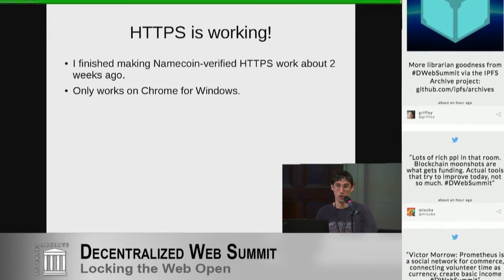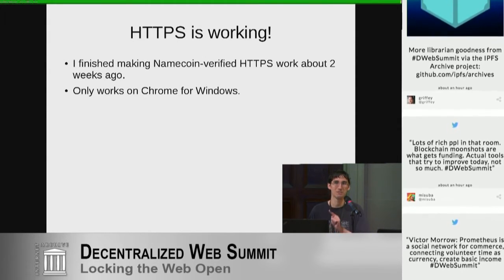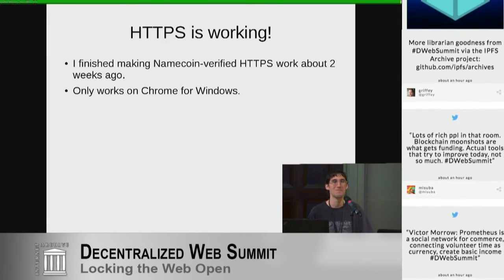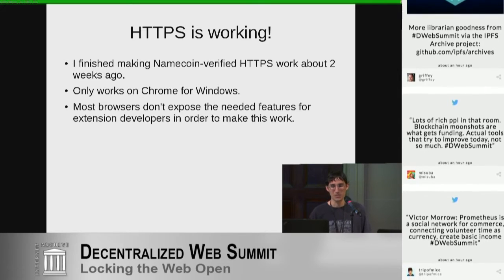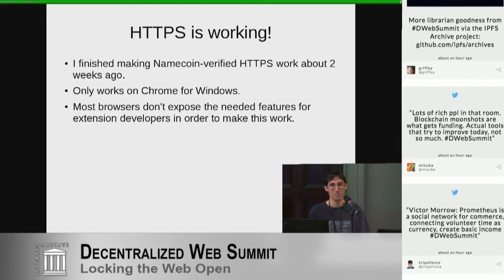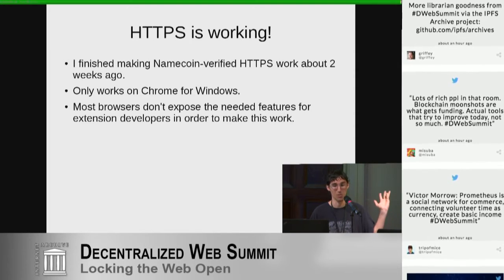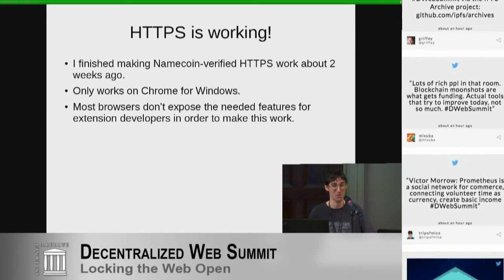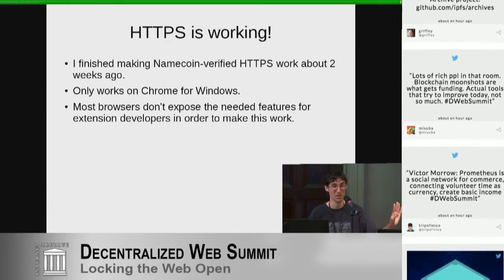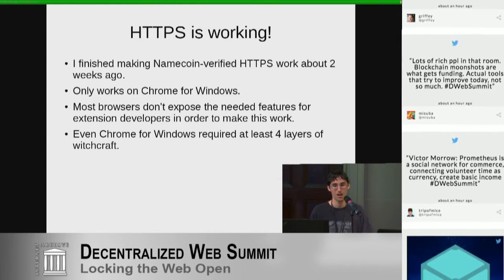It only works on Chrome on Windows right now, and that's why I was about to ask if Richard Stallman was still in the room. There is a reason it only works on Chrome for Windows, which is that most browsers just don't expose the features that we need to make that work. And I know this sucks, because I don't use Chrome and I don't use Windows. So I sympathize with all the Stallmans in the audience who are unhappy about this.